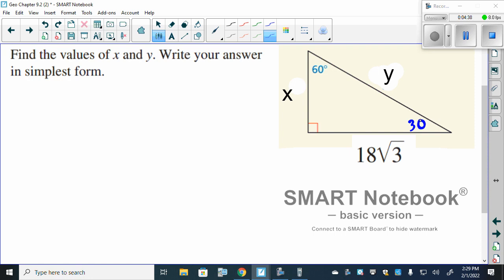And how do we know that? How do we know 18 square root of 3 is the long leg? Because it's across from the 60 degrees. We can't just assume it because of the square root of 3, but it's because of the fact that it's opposite this angle, 60 degrees. So what we need to do is get back to the short side length, which here would be x, because x is the short side length because it's opposite the 30 degrees.